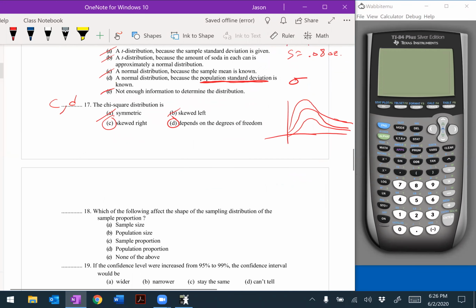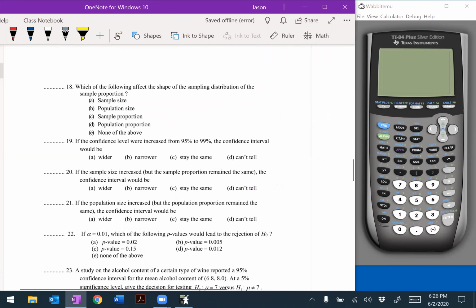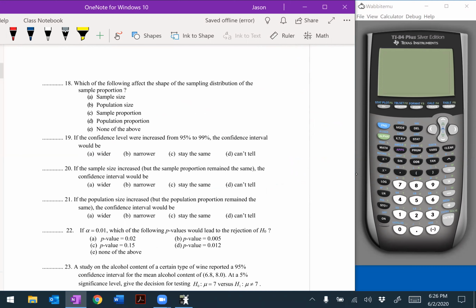Now on the final exam, the questions are all intended for you to only give one right answer. So keep that in mind. Okay, which of the following affect the shape of the sampling distribution of the sample proportion?